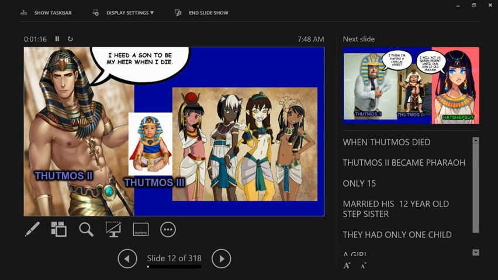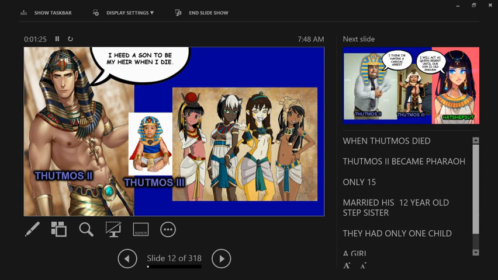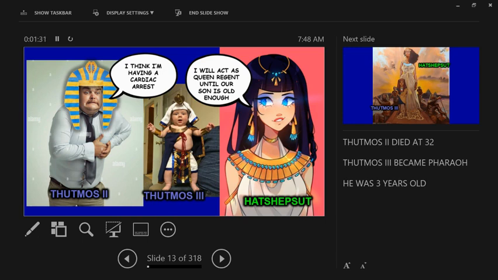But he needs a son to be his heir when he dies. So he has other wives, and with his other wives, he has a child, and that's Tutmos the third. So when Tutmos the second dies at age 32, Tutmos the third becomes Pharaoh, and he was only 3 years old. Can a 3-year-old Pharaoh rule over Egypt? Yeah. No. All right. So I want you to know his mother's name, Hatshepsut.